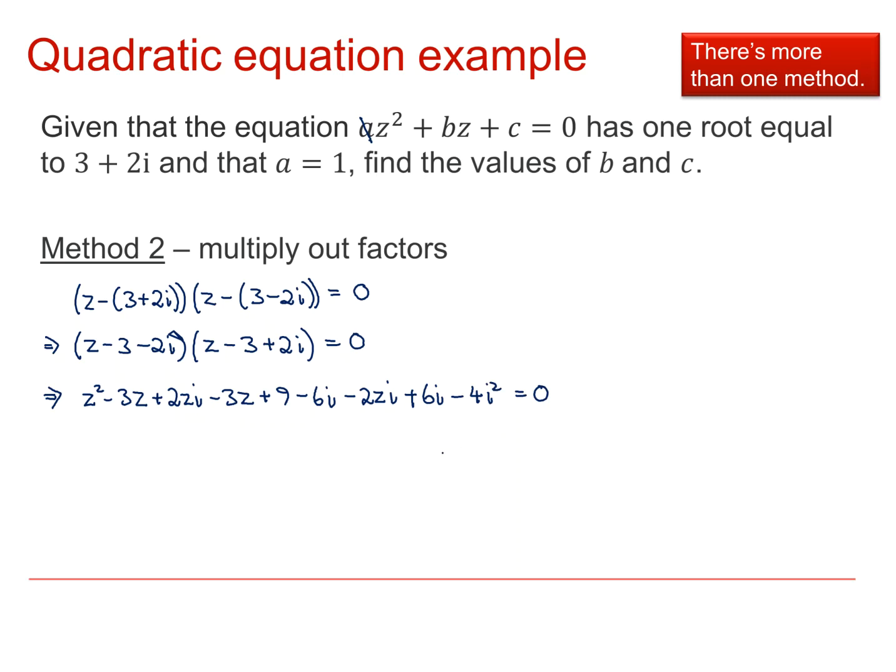Because we're dealing with a quadratic with real coefficients, we know that the terms in i are going to cancel out, so that's a useful check that we haven't made any mistakes. Plus 2zi cancels with minus 2zi, minus 6i cancels with plus 6i. And that leaves us with z squared minus 6z minus 4i squared is plus 4 plus 9 is 13, the same equation we had before. So b is equal to minus 6 and c is equal to 13.